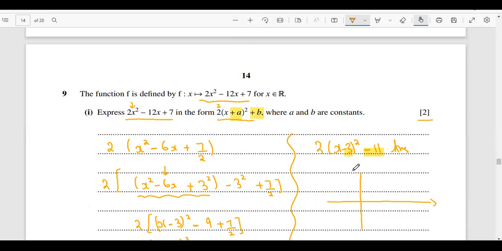This is the y-axis, this is the x-axis. Okay. Now I know that my graph would be... sorry. Right. So for this graph, I need to think about the turning point first. Okay. And once I have my turning point, I need to think about the shape.